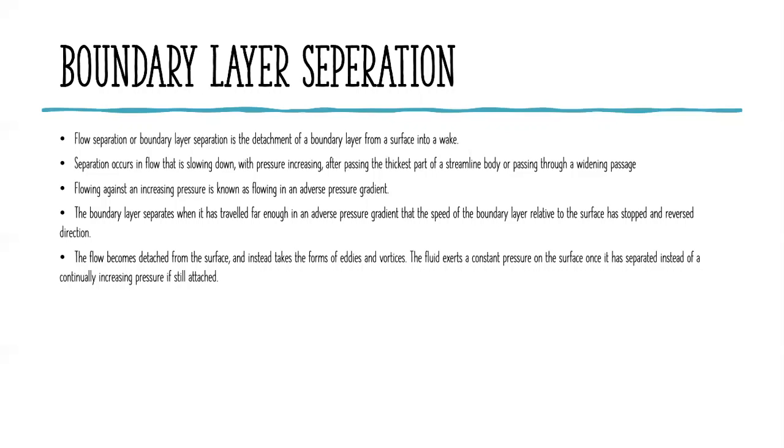Let us go to the next picture. I will show you there what the flow slowing down is, with pressure increasing after passing the thickest part of the streamlined body or passing through a widening passage. Flowing against an increasing pressure is known as flowing in an adverse pressure gradient. The boundary layer separates when it has traveled far enough in an adverse pressure gradient, that is, the speed of the boundary layer relative to the surface has stopped and reversed direction.